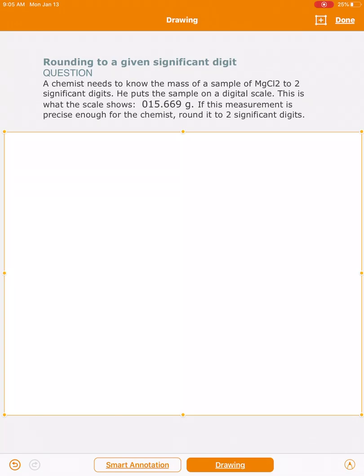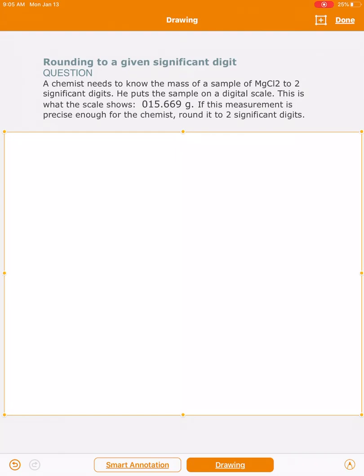The question says that a chemist needs to know the mass of a sample of MgCl2, magnesium chloride, to 2 significant digits. He puts the sample on a digital scale, and this is what the scale shows: 015.669 g. If this measurement is precise enough for the chemist, round it to 2 significant digits, meaning if 2 significant digits is good enough, round it to 2 significant digits.